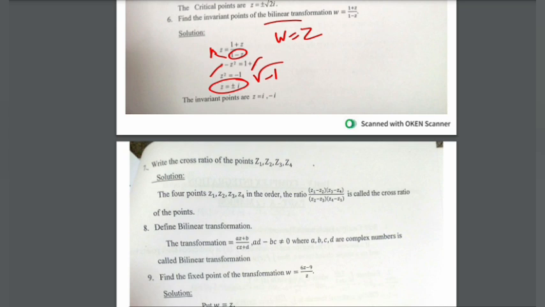Next, write the cross ratio of the points z1, z2, z3, z4. So this is the cross ratio: z1 minus z2, z3 minus z4 divided by z2 minus z3 into z4 minus z1. Next, define bilinear transformation. The transformation az plus b divided by cz plus d, where ad minus bc should not equal 0, is said to be a bilinear transformation.